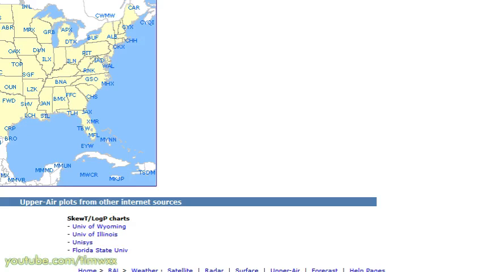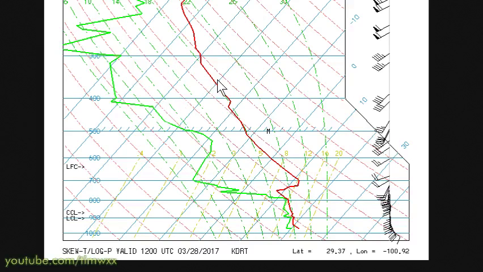And let's see what's upstream at Del Rio. Much better moisture, about 200 millibars deep. And we see the moisture runs from about 12 to 13 on average. Yeah, I'm going to go with 13 for this here. So that's the mean moisture profile.